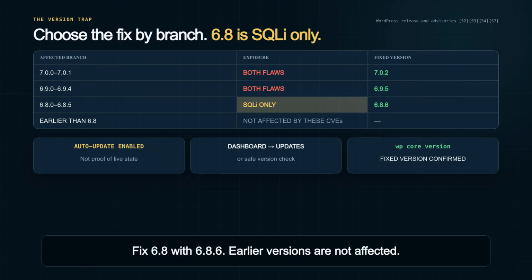Do not treat automatic updates enabled as proof. Confirm the live version in the dashboard, in updates, or with wp core version. Forced updates reduce exposure, but a failed job, hosting policy, or file system permission can leave a site behind. The release tells administrators to update immediately. Checking the installed version closes the assumption gap.